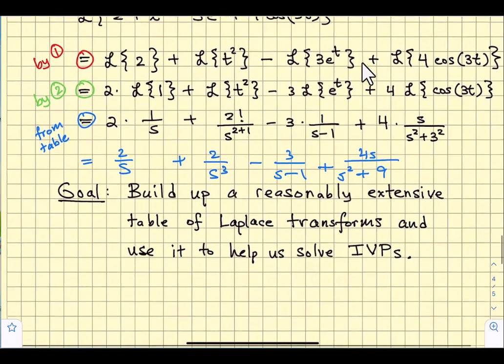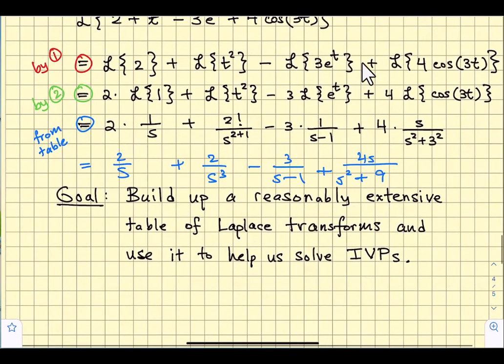Our goal in this section really is to familiarize ourselves with the integral definition of the Laplace transform, understand its properties and its very basic table compilation. And then going forward, we want to build up a reasonably extensive table of Laplace transforms and eventually use those to help us solve the initial value problems that we stated at the beginning of the section. Now, it's going to take us a couple of sections to build up that machinery, but that's our long-term goal, and this is the first step towards that goal.